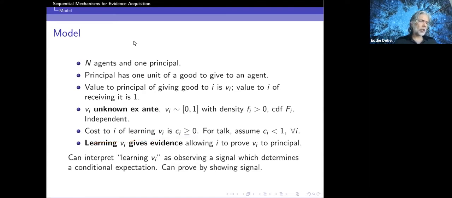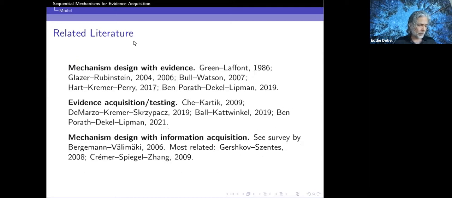And in addition, which is somewhat less standard, the learning gives evidence so that the agent can prove what he's learned to the principal. One way to interpret learning is that you get information, a signal, which determines what your belief is about the value to you. And you can present that signal to the principal. In the case of a department, that's very simple. You collect letters, you collect information, and you have a committee that writes a report, and you can present all of that information just the way you present it to your colleagues in the department. You can present that to the dean as evidence.